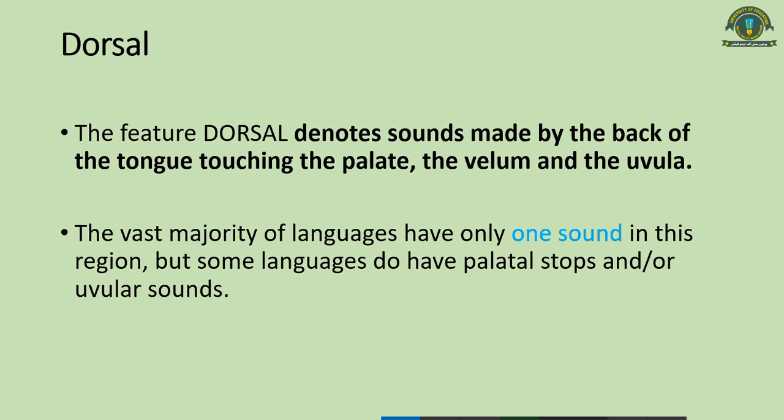Now dorsal, this is another place of articulation feature, and the dorsal feature denotes sounds made by the back of the tongue touching the palate or velum or uvula. Now there are these three categories: either the tongue touches the palate or the velum or the uvula. The vast majority of languages have only sounds from one of these categories in this region, but some languages do have palatal stops or uvular sounds, both of these.